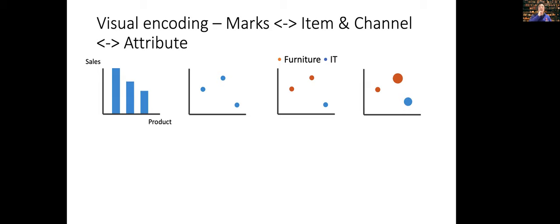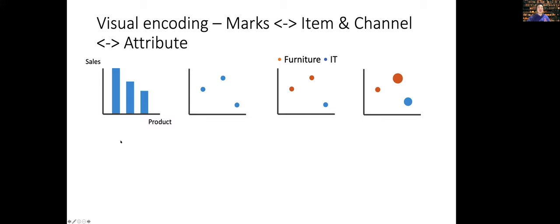Okay, I'm going to look again at this example, which we already saw early on in a previous slide. We're going to go through these examples again, but use the two terms we just learned, marks and channels. First, I want to say again that the marks map to the data items. If you have 10 products in your data collection, then you should have 10 marks in the visualization. And the channels map to attributes. Each attribute needs its own channel, and you can't represent two attributes in one channel. That's going to be confusing.